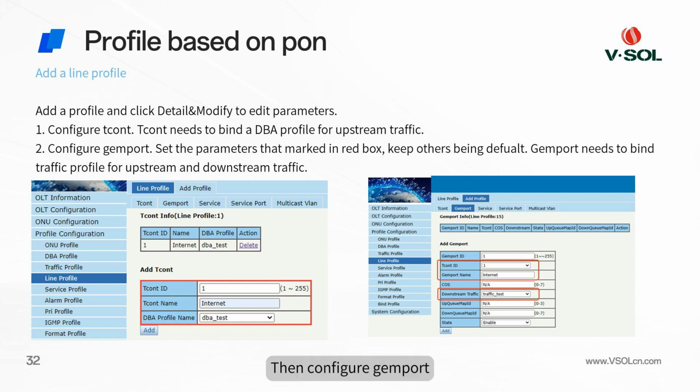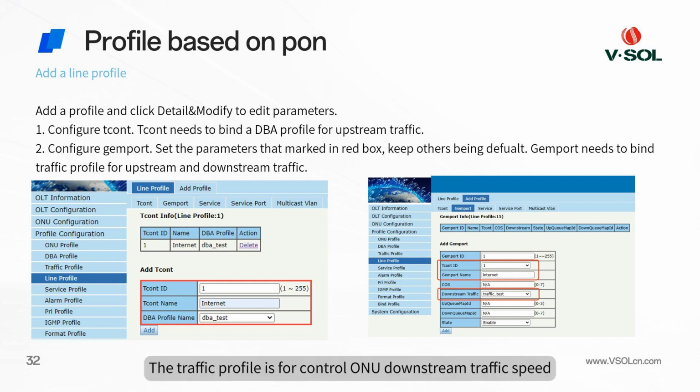Then configure Gemport. You can set the parameters marked in the red box. Others you can keep as default. For Gemport, you need to bind the traffic profile. The traffic profile is for controlling the ONU downstream traffic speed.